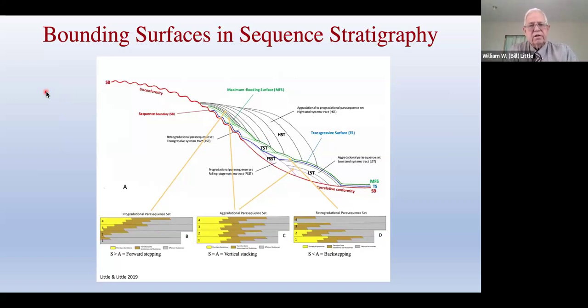And so the primary surface in a sequence obviously is the sequence boundary, but there are other surfaces that are also of significance, such as the transgressive surface and the maximum flooding surface. And these bound packages of sediment that we often refer to as stacking patterns that can step basinward, they can step back toward the source area, they can stack vertically. But in each case, these deposits are defined or separated by a bounding surface that represents a significant amount of time that is not recorded.